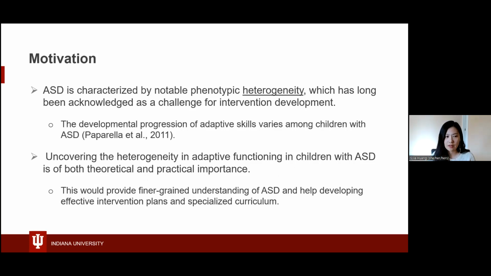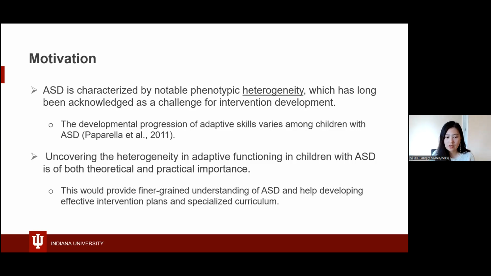One thing that has been acknowledged as a challenge for intervention development in ASD is that autism spectrum disorder is characterized by notable phenotype heterogeneity. For example, the developmental progression of adaptive skills will be very different among children diagnosed with ASD. With that being said, it means even though children may receive a diagnosis of ASD, their phenotypes, the manifestation of it, can be really different from child to child.